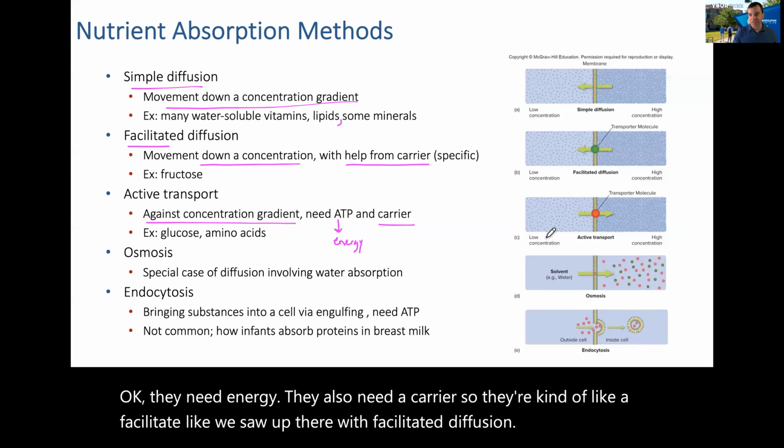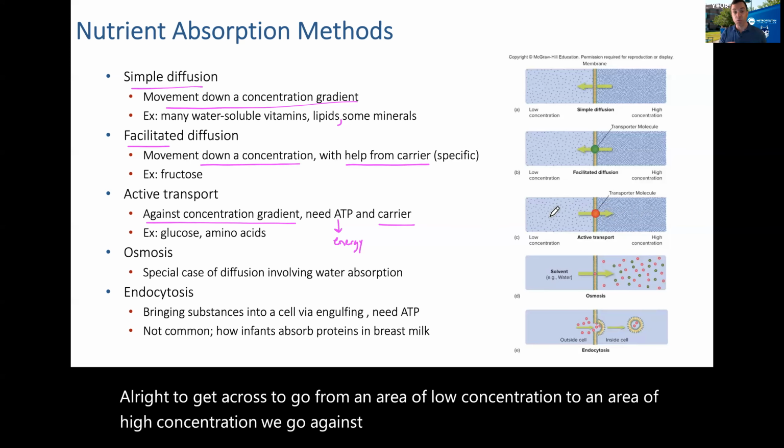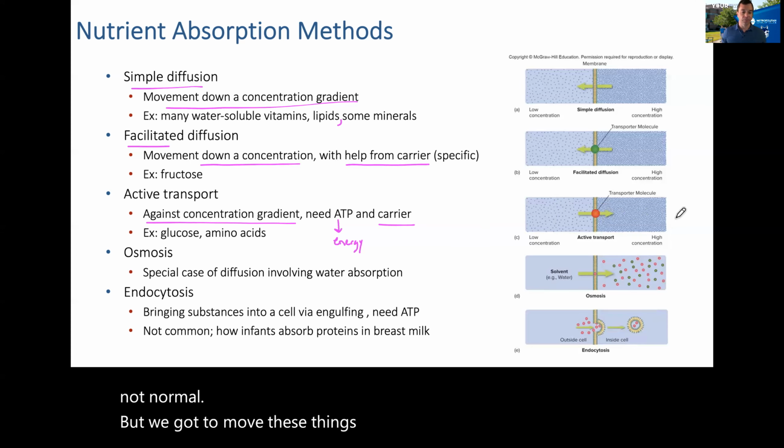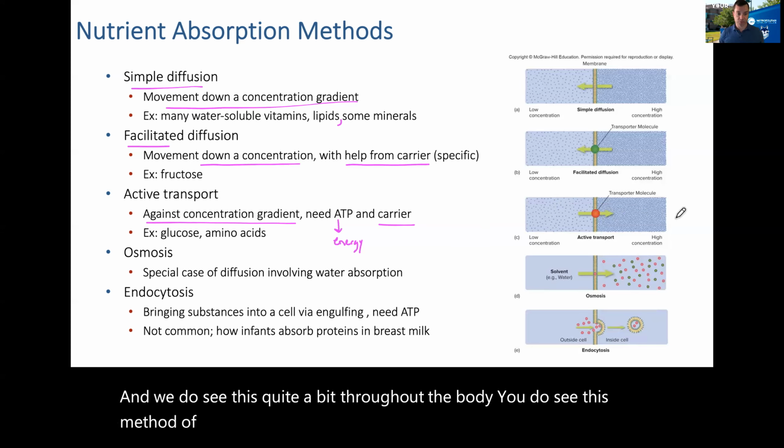To get across, to go from an area of low concentration to an area of high concentration, we go against that. It doesn't want to do that. It's not normal. But we've got to move these things across. And we do see this quite a bit throughout the body. You do see this method of movement. Glucose works in this fashion. Amino acids work in this fashion.